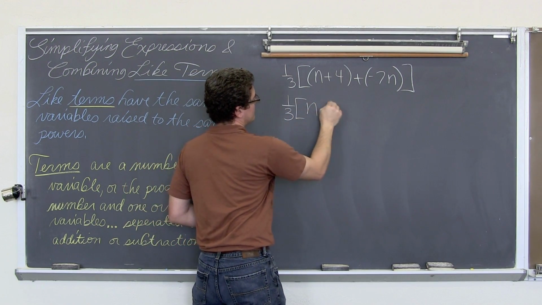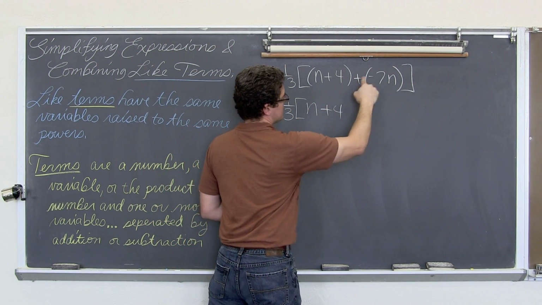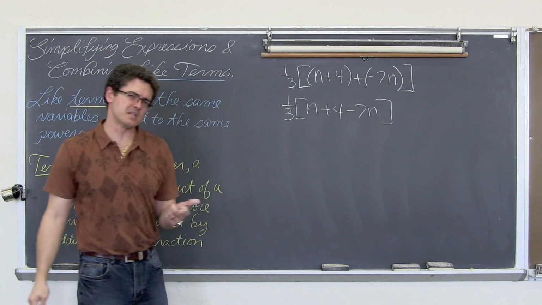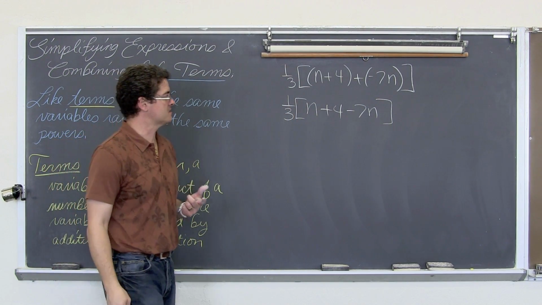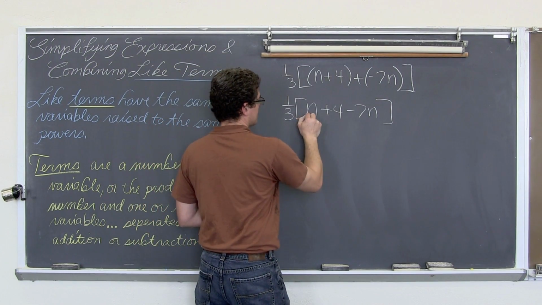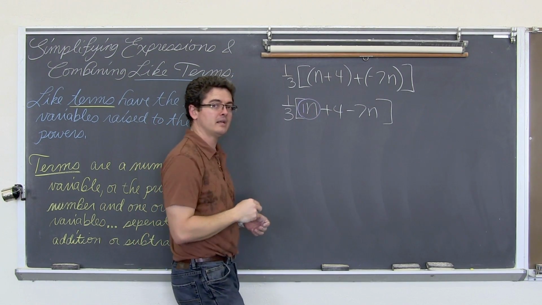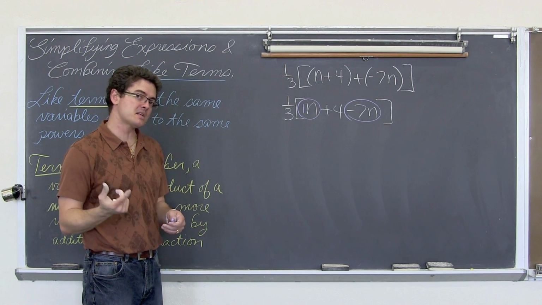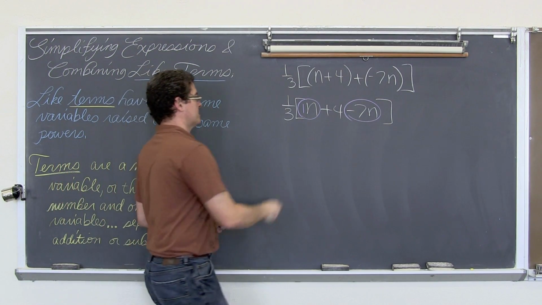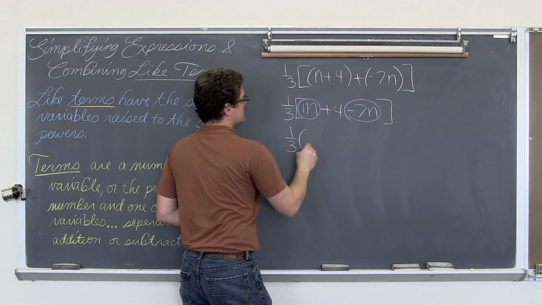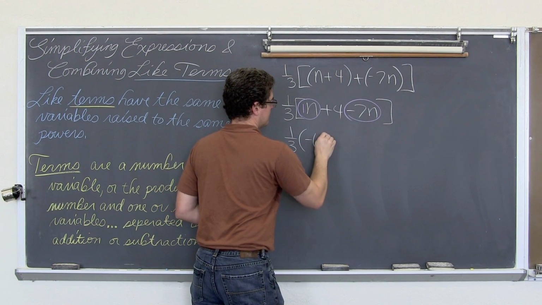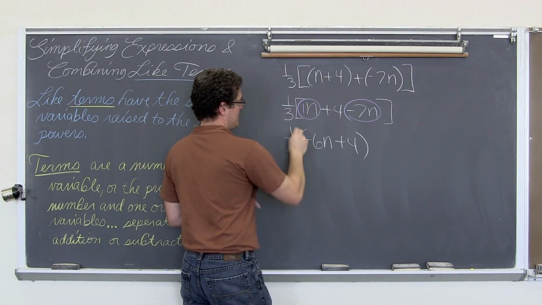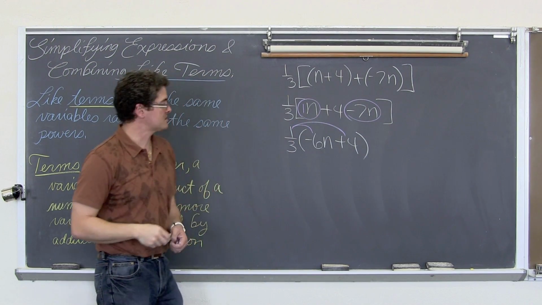So we have n plus 4. Positive and negative is negative 7n. And this is an optional step if you want to rewrite it without the parentheses. And we have like terms of positive 1n and negative 7n. Well, 1 minus 7 is negative 6. So 1/3 times negative 6n plus 4. We're going to distribute that number that's in front of the parentheses.